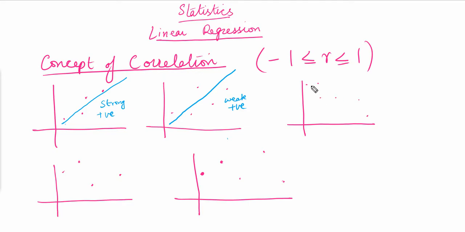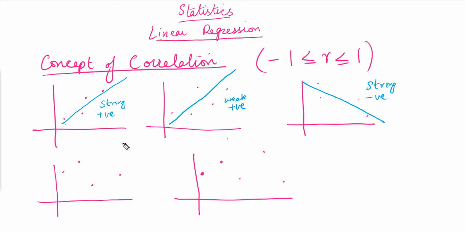So this is the next one where the graph is going down and the points are close to the graph. Because the graph is going down, it's a negative gradient. The gradient of this line is negative. So we will say it's a strong negative correlation.